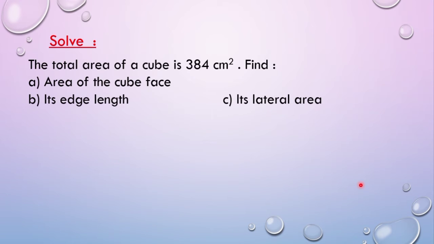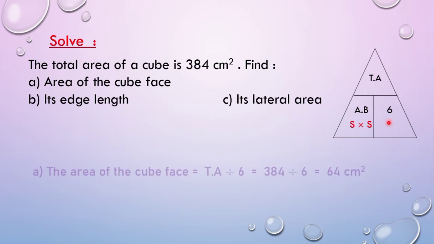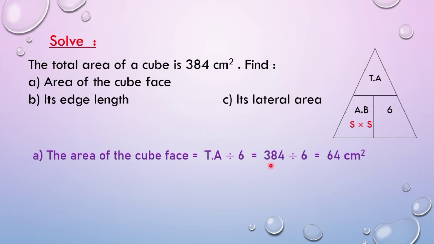The next: the total area of the cube is 384 centimeters square. Find number 1, letter A, the area of the cube face. Letter B, the edge length. Letter C, the lateral area. Let's start. If we have the total area and we need the area of a face, the total area equals area of face times 6. So to get the area of one face or one base, I will make total area divided by 6. So 384 divided by 6 equals 64.